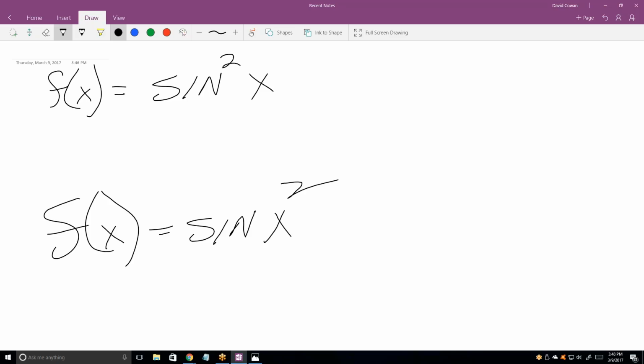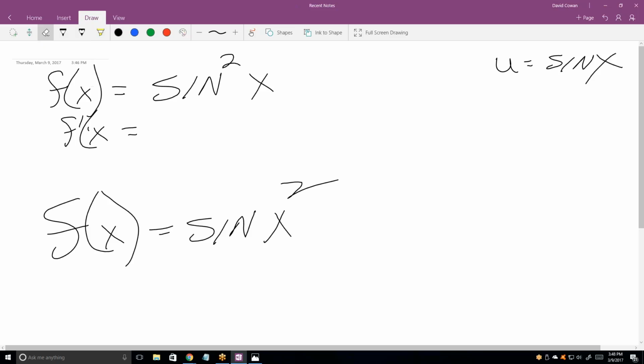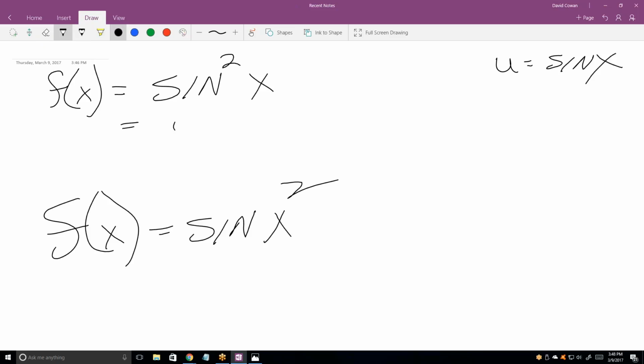Okay? But if you had to take f prime of the top one, you need to figure out what the inside is. What do you think the inside is on the top function? We'll call it u. Is it sine? Sine x. And the reason that's the inside is because now I can write this thing as u squared, which I know how to differentiate.